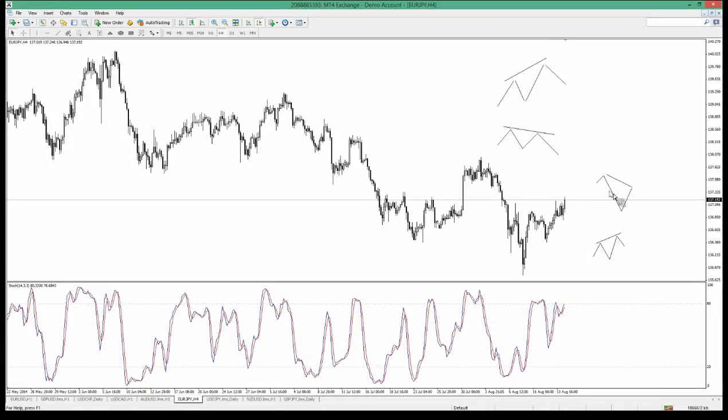So it's reverse divergence as opposed to standard divergence. It's a little bit more tricky to spot, but it is definitely worthwhile having a look at finding it on the chart. So what we want to do is identify the trend, because this is a very, very good tool.